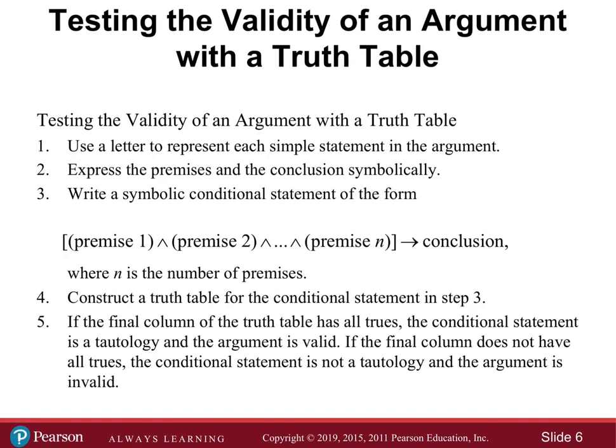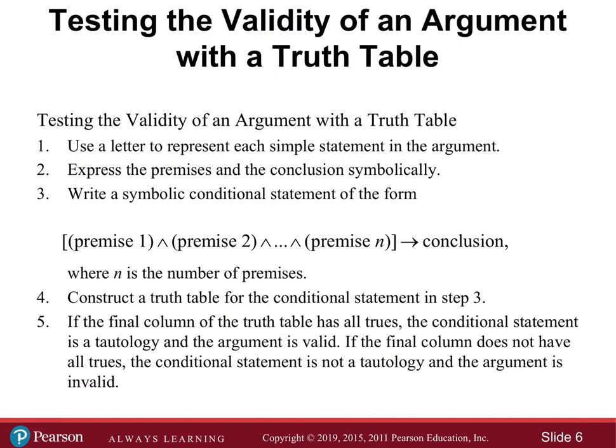Testing the validity of an argument with the truth table. 1, use a letter to represent each simple statement in the argument. 2, express the premise and the conclusion symbolically. 3, write a symbolic conditional statement of the form premise 1 and premise 2, and you keep going until you get to premise n. These together imply the conclusion, where n is the number of premises.